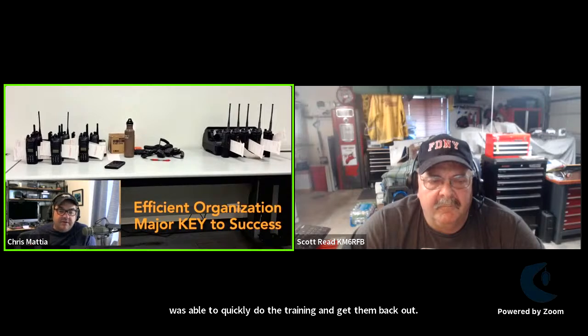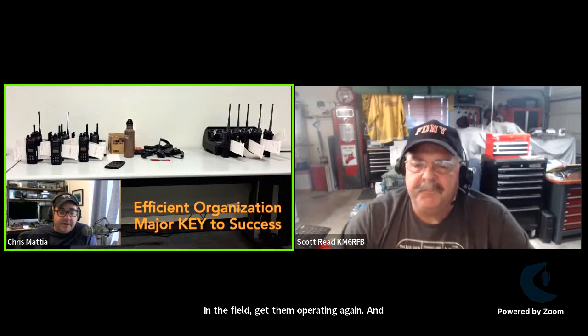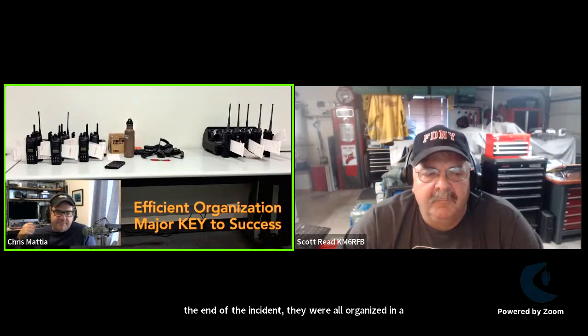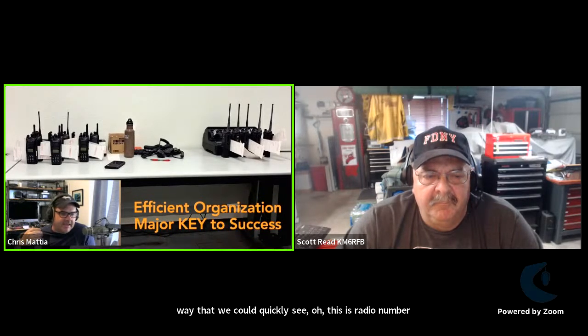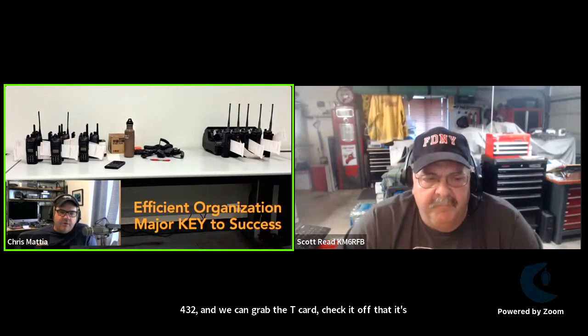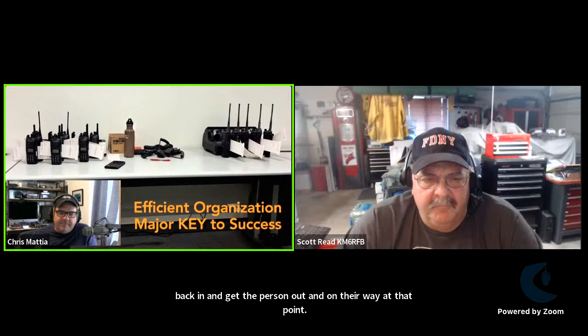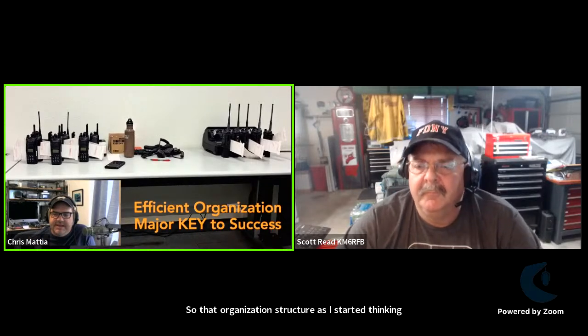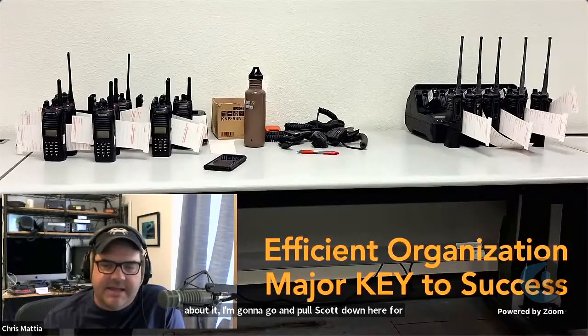And by having all of those T cards, when those radios came back at the end of the incident, they were all organized in a way that we could quickly see, oh, this is radio number 432, and we can grab the T card, check it off that it's back in, and get the person out and on their way at that point. So that organization structure, as I started thinking about it, I'm going to go and pull Scott down here for just a second as we start to move into this next thing.